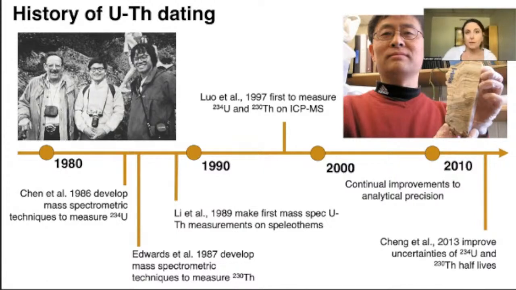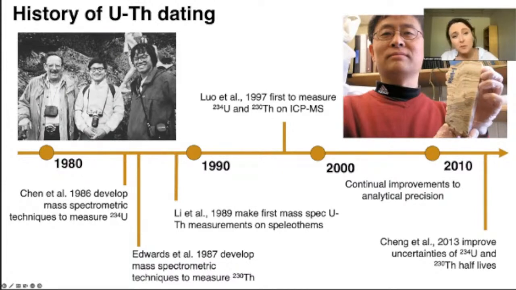Since then, there have been additional technological developments using an ICP-MS, and so on and so forth, all the way to 2013, when Larry Edwards and Hai Cheng developed the Faraday cup measurement technique, which they used to further constrain the half-lives of uranium-234 and thorium-230. And this is a picture of Hai Cheng, by the way, if you haven't met him. I really like this picture. I think it came from a local newspaper or something.